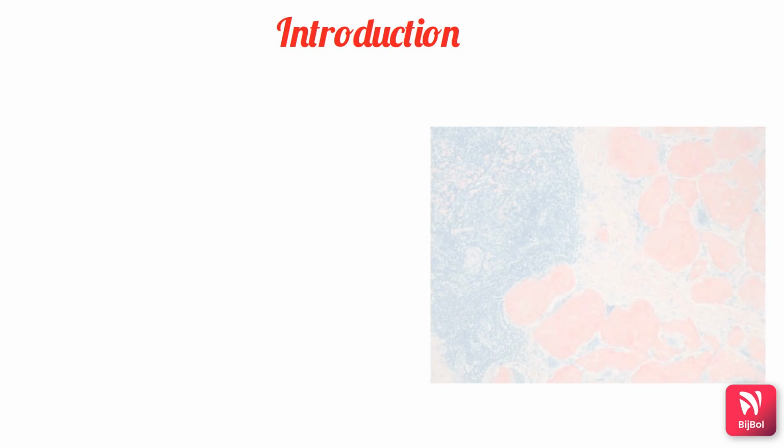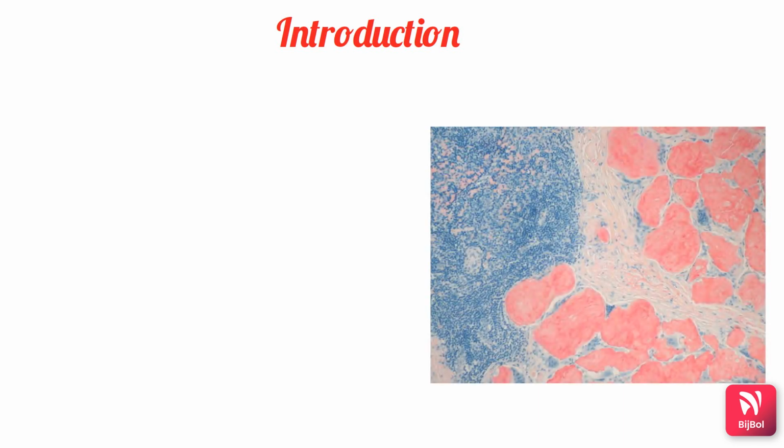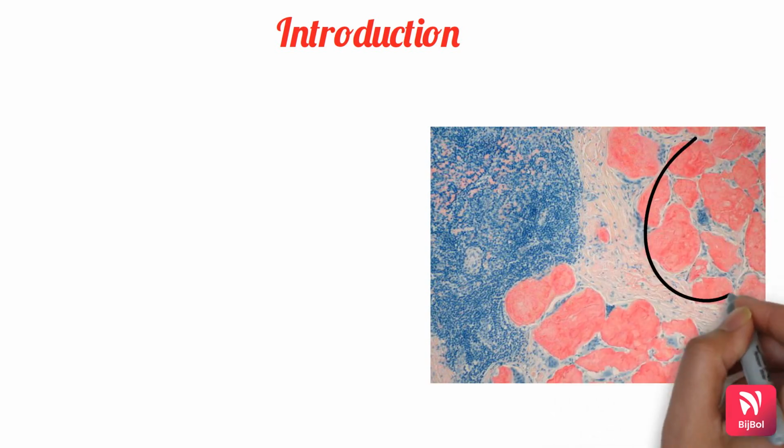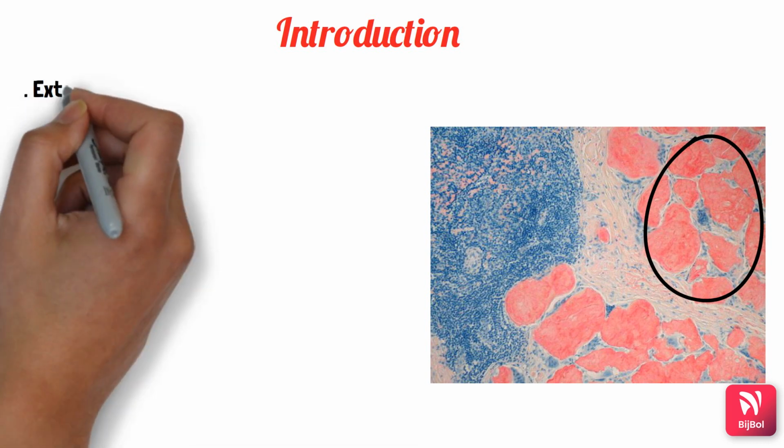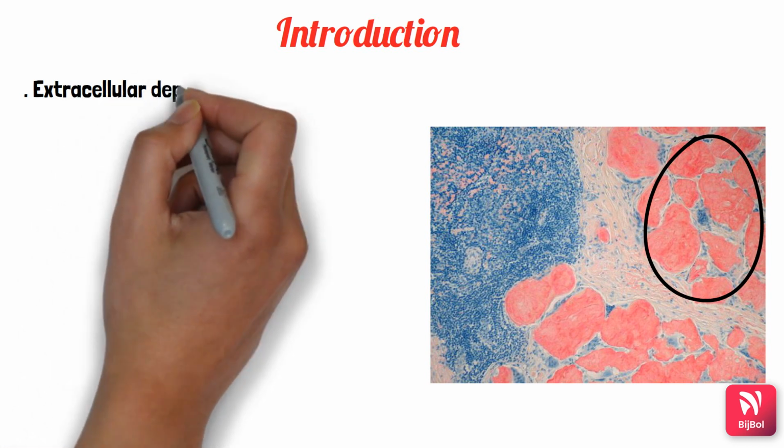So basically, what is amyloid or amyloidosis? It is an extracellular deposition of a fibrillar material, that is, an abnormal fibrillar material. As you can see in the present picture, the red areas are all abnormal fibrils deposited in the extracellular matrix. This will be hyaline in nature, which is structureless.